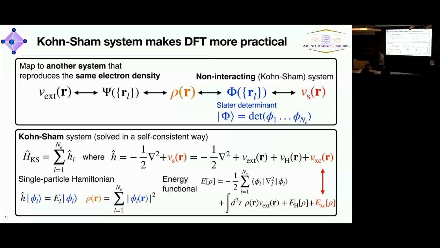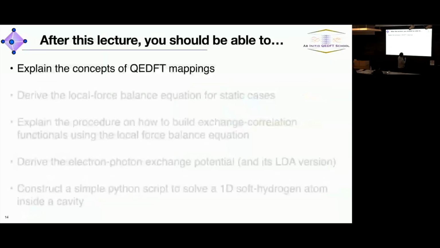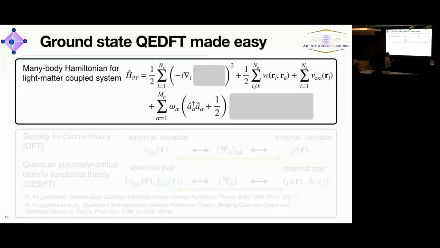And then now I'm going to show you the results. I won't bother you guys too much. So the question is, how do we apply this DFT to the light-matter coupled system? Here you can see we start from the many-body Pauli-Fierz Hamiltonian, and in this case it is in the long-wavelength approximation.